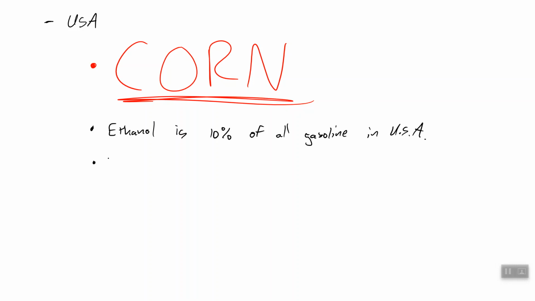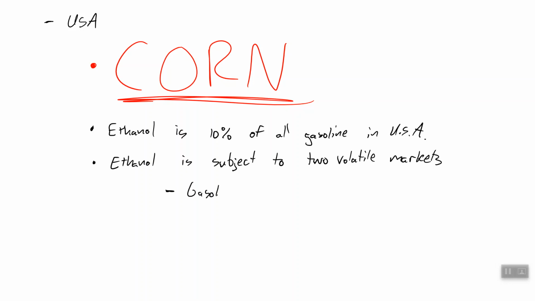Okay, the problem is that ethanol is subject to two volatile markets, right? So making ethanol is really tricky for two reasons. Number one, you are competing with petroleum. So right now when gas prices are so low, there is no way ethanol is in any way a cheap alternative. It's much more expensive than gas right now.